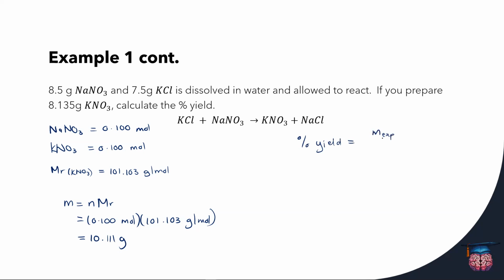Now from this, we simply take the actual yield, or the m experimental, and divide it by this m theoretical and multiply it by 100. So they told us that we have 8.135 grams. So 8.135 grams divided by 10.111 grams, and we multiply that by 100. And we get a percentage yield of 80.46%.